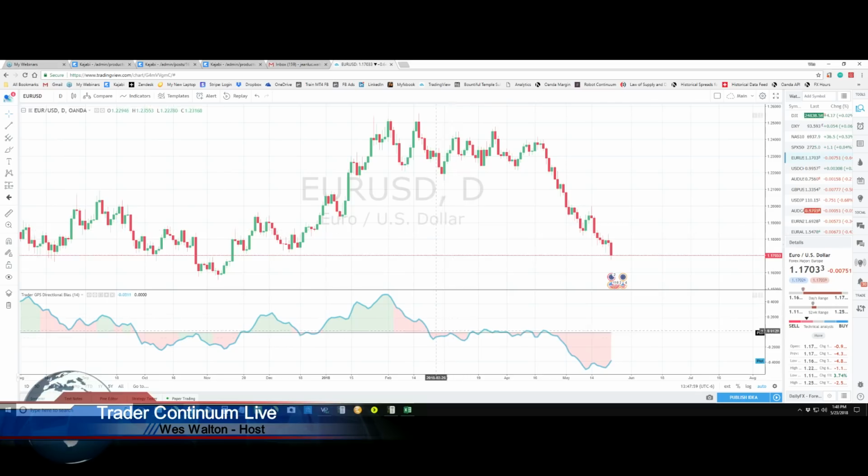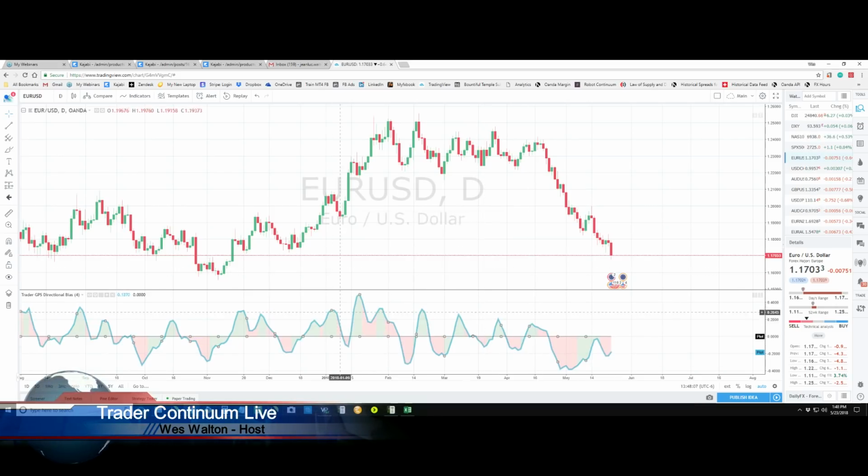The way that I set this robot up, I set it up to be as simple as possible. Basically, when this directional bias indicator crosses below 0, it sells. Crosses above 0, it buys. Right? Now, this particular area right here does not look all that appealing because we have a sell trade right here on this big buy candle, and that kind of sucks.